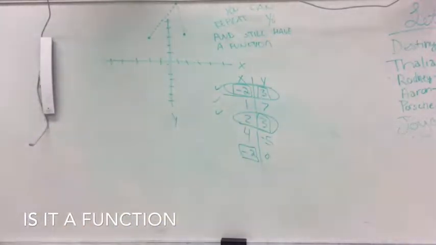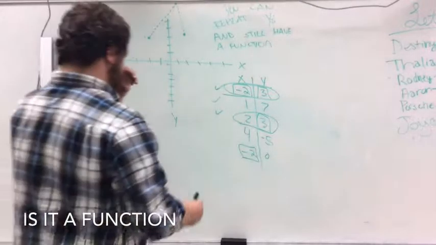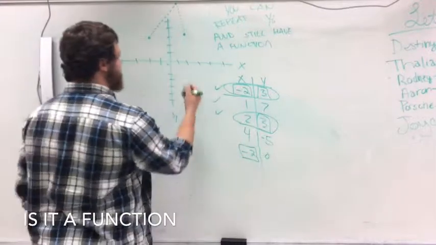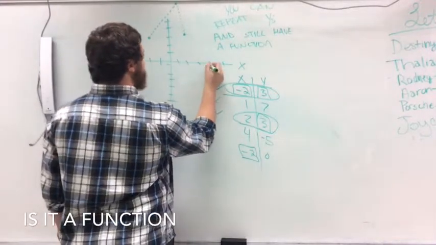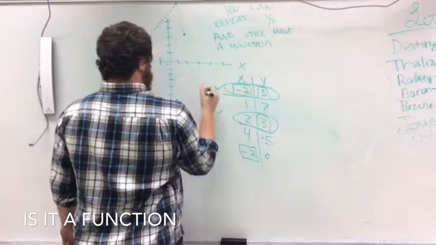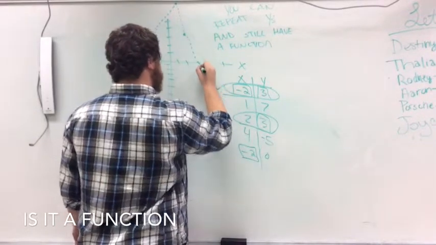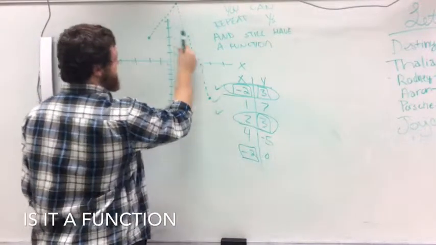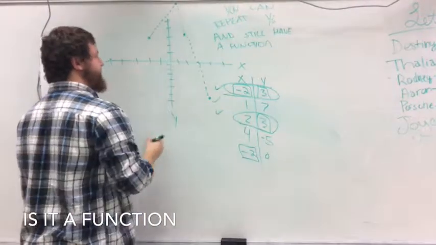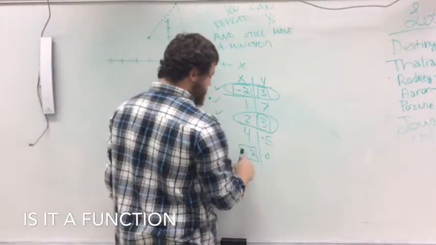You can repeat y's and still have a function. So we're going to keep graphing and see if it ever stops being a function. So we've got these three. Let's graph the next one. 4, -5. 1, 2, 3, 4, down. Let's make that line. 1, 2, 3, 4, 5. Okay, is this still a function? Yes. Still got a vertical line. It's kind of weird looking. Still a function. Okay, let's graph my last one.